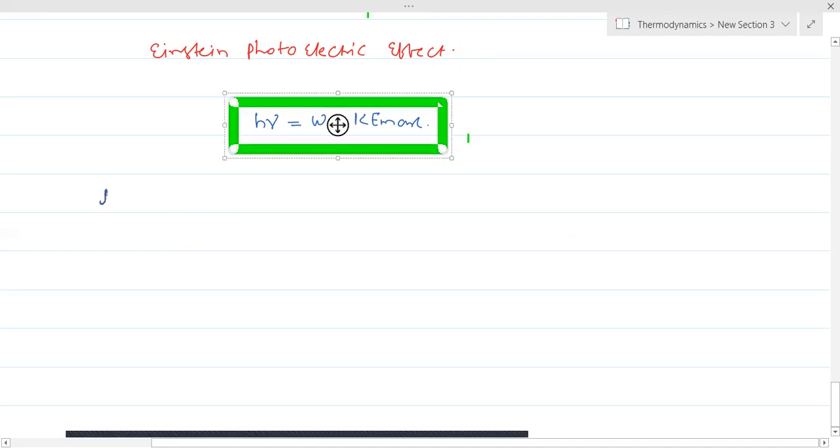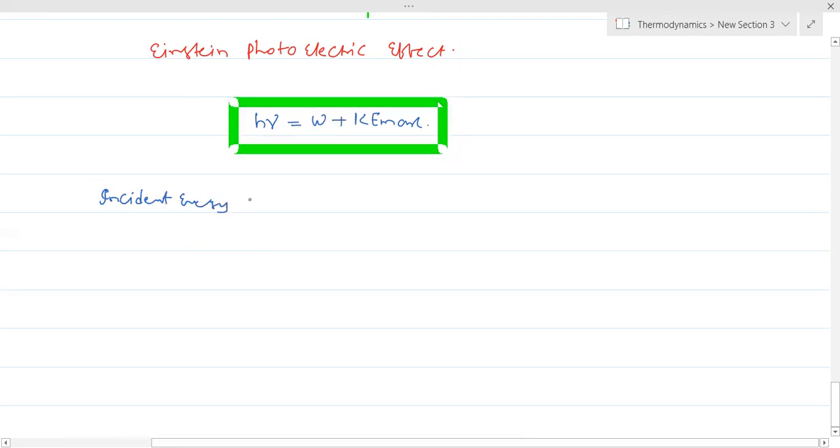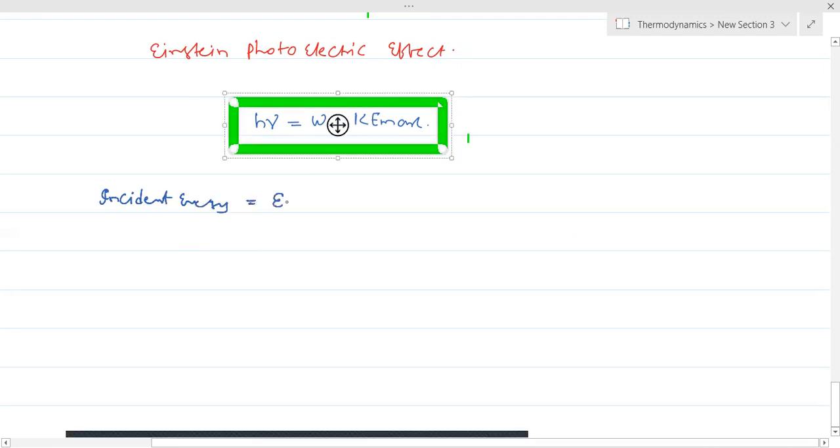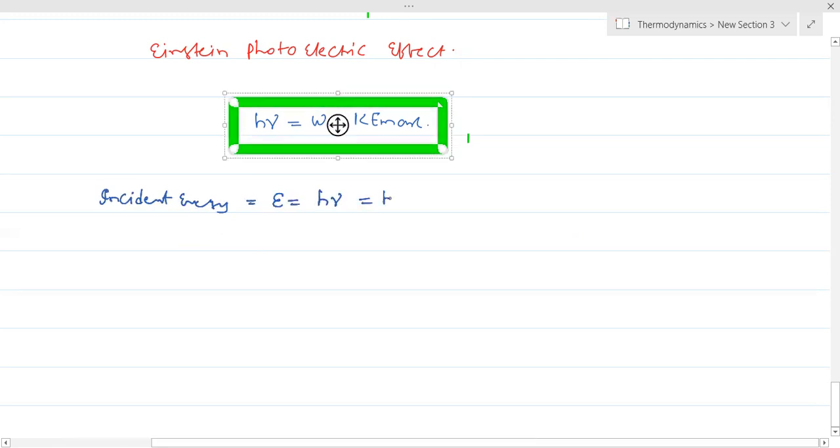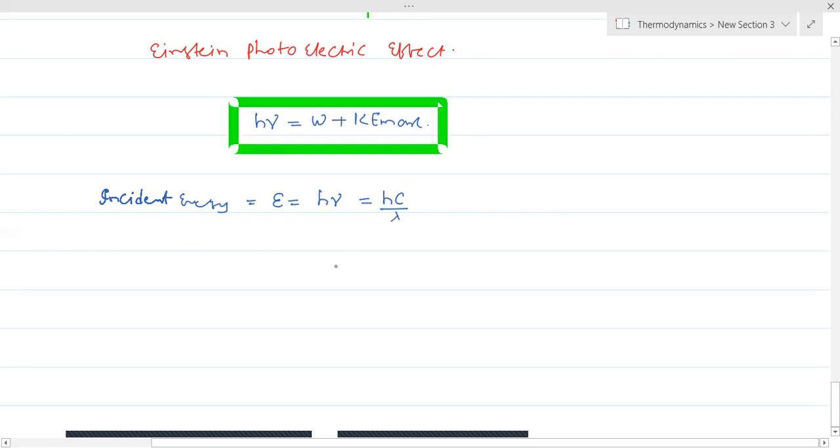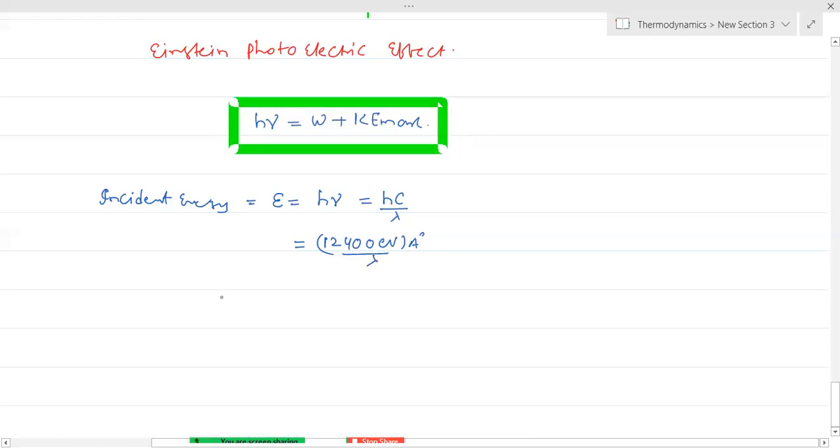First I'm taking incident energy. Depending upon the question, we may use it as E, or as h nu, or as hc by lambda. If we need the energy in electron volts, we simply write 12,400 electron volt angstroms by lambda. By using these possibilities, we get a number of ways.